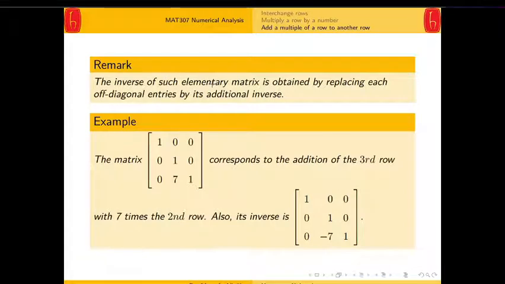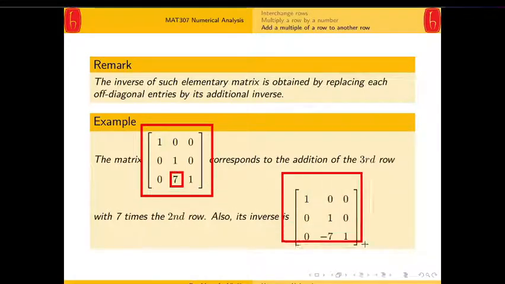Okay, the inverse of such an elementary matrix is obtained by replacing each off-diagonal entry by its additive inverse. So for example, this matrix corresponds to the addition of the third row with 7 times the second row, because we are in the row number 3. Okay, so this will be in the row number 3 and column number 2. So that means we are multiplying the second row with 7 and then adding to the third row. Okay, and also its inverse is here.